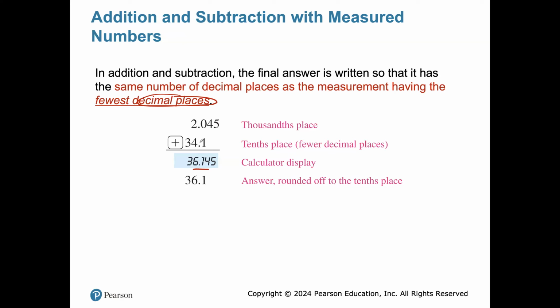So in 34.1, it's to the tenths place. So now your final answer should also be to the tenths place. Now we keep 0.1 and then we round off the 4, 5. So your final answer should be 36.1.